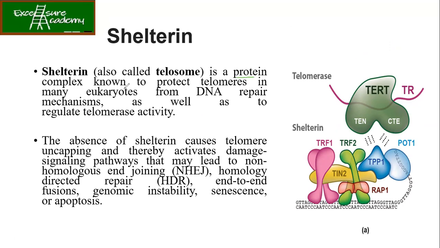It's a protein complex which is known to protect the telomeres in many eukaryotes from the DNA repair mechanism. Why? Because otherwise it will think that it is a double strand break, and it might undergo DNA repair. So to prevent that, we need this shelterin complex. It also regulates telomerase activity. That is, it helps in recruiting the telomerase in the stem cells. The absence of shelterin causes telomere uncapping and thereby activates damage signaling pathways, like non-homologous end joining, homology directed repair, end-to-end fusions, genetic instability, senescence, or apoptosis.